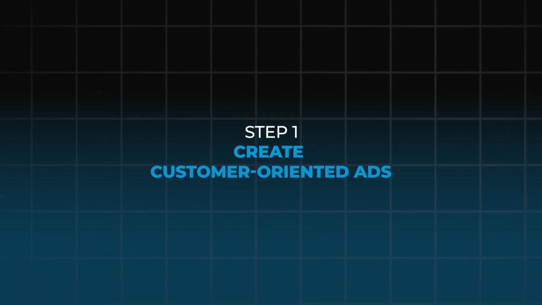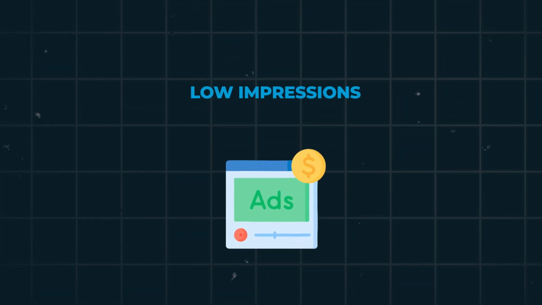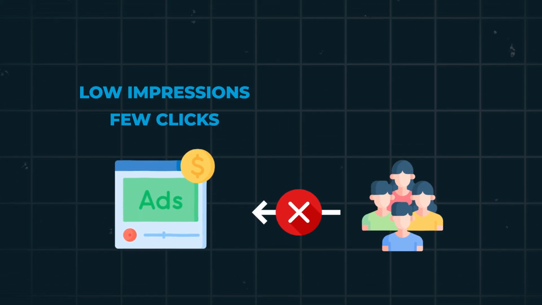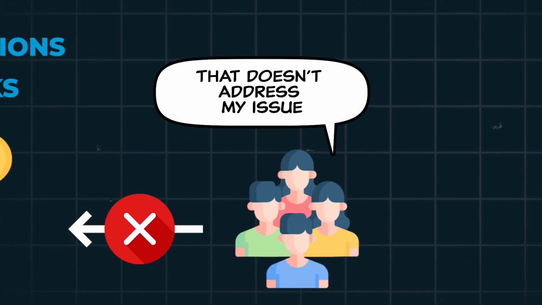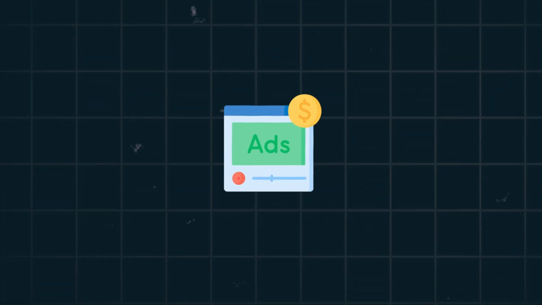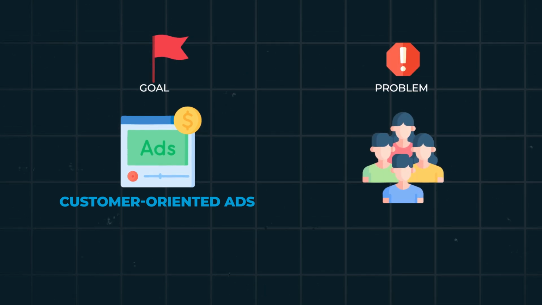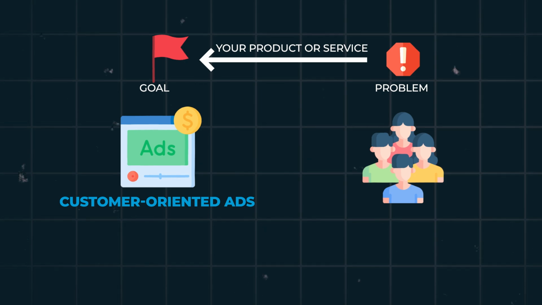If your ads are not getting many impressions or they're getting very few clicks, it's because they're not catching your target audience's attention. And if they're not catching your audience's attention, it's probably because they're not addressing something that they care about. A customer-oriented ad addresses a goal that your audience wants to achieve or a problem or pain point that they want to solve and provides your product or service as the solution.